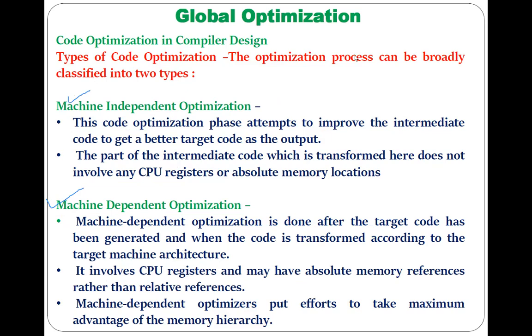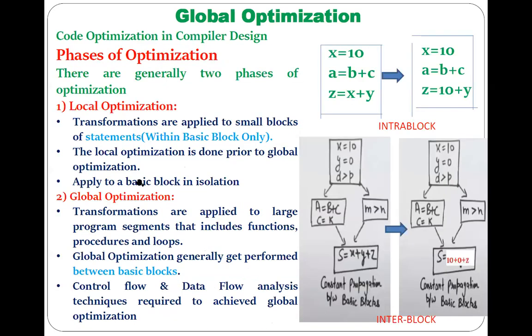So this, already last time also I have discussed, I just gave a recap of that. Now in the phases of optimization, we have already started the discussion, there are two main phases, the local optimization phase and the global optimization phase. Now what exactly is local optimization, that we discussed last time: when the optimization gets performed within the basic block only. In order to perform the code optimization, there is no need to interact with another basic block, then that kind of optimization we call local optimization, which is performed within a basic block only.